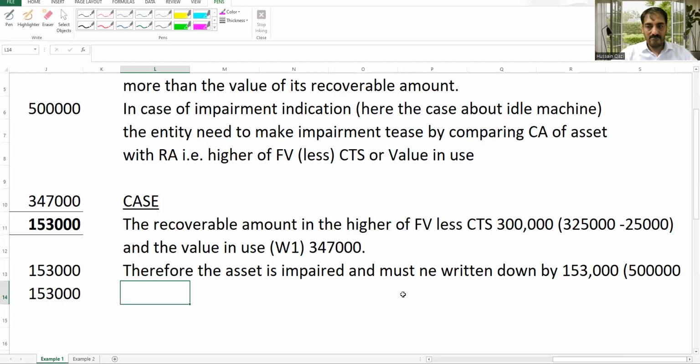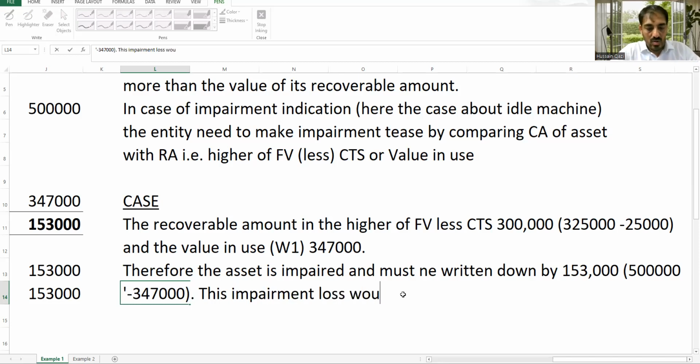Sorry, I'm writing this once again due to the Excel issue. 347,000, and this impairment loss would be charged to income statement.